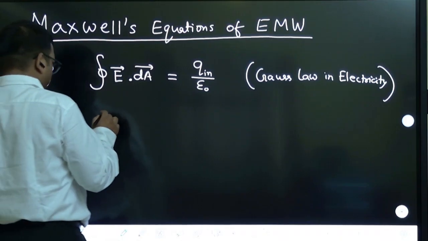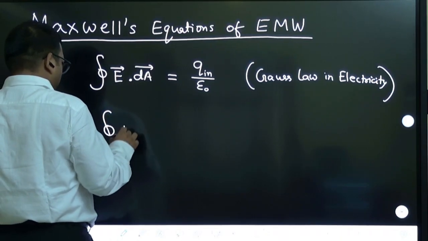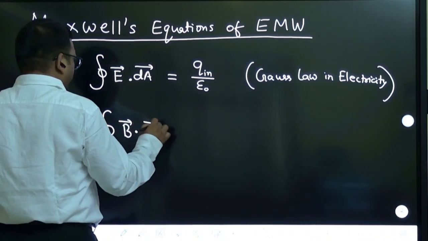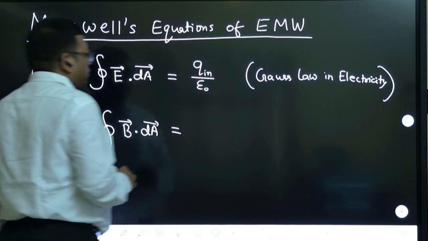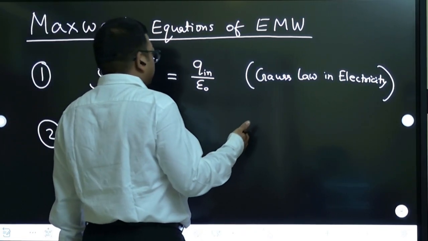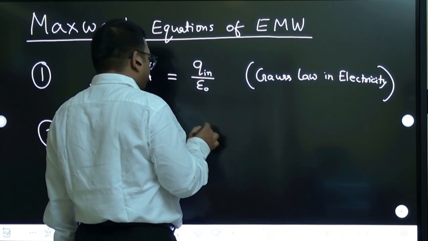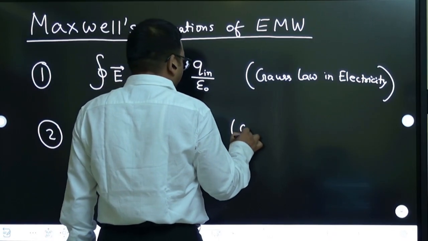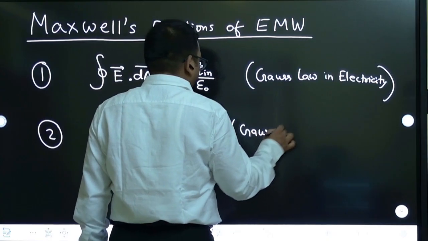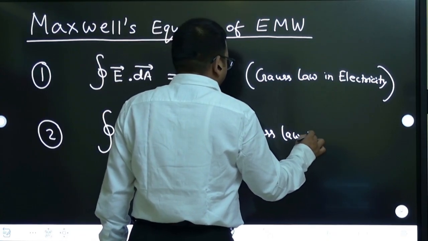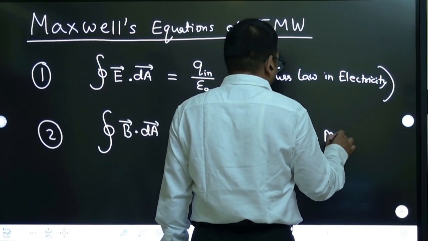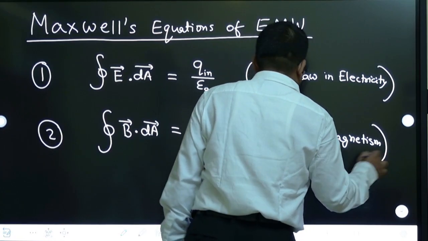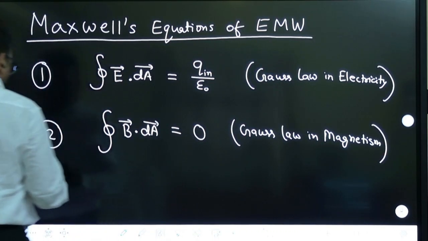Then B dot dA, the magnetic flux through a closed surface. Similarly, it would depend on magnetic charge, but magnetic monopoles do not exist, so this is going to be zero, that we know. This is Gauss law in magnetism.